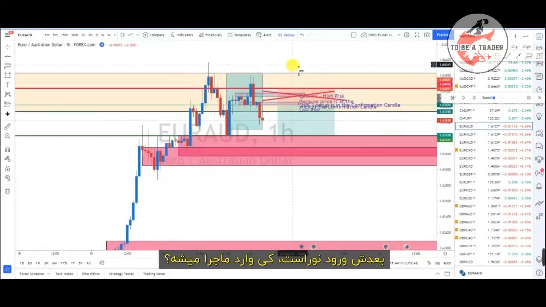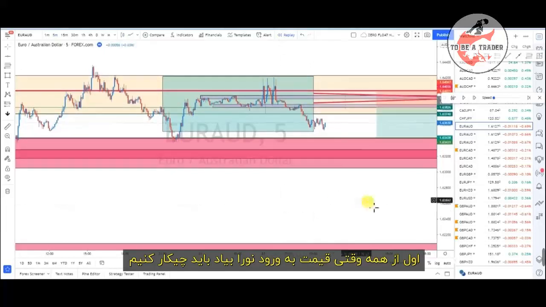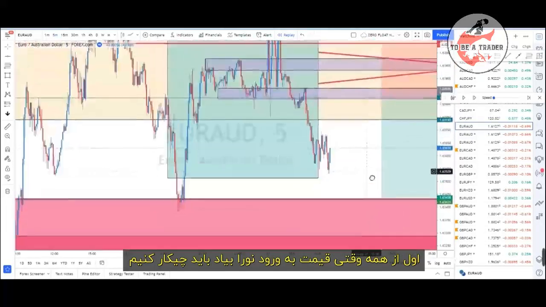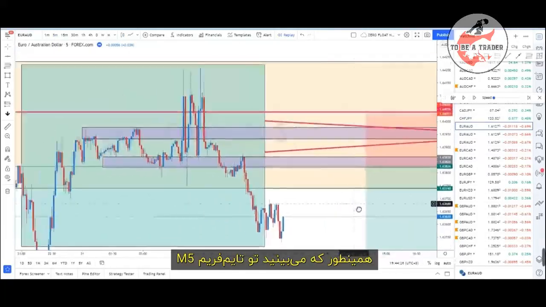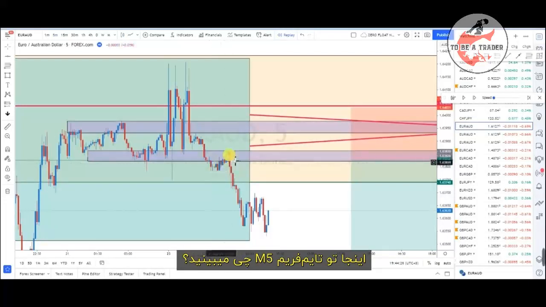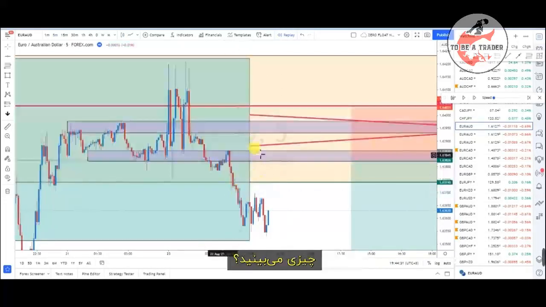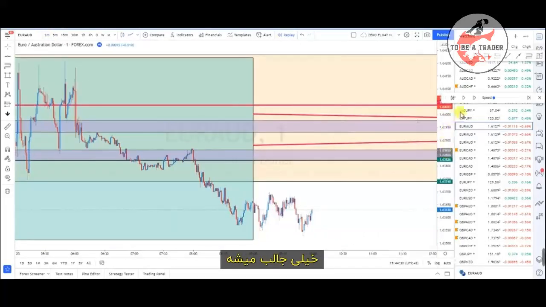Next one, Nora entry. When does it come in? So first of all, for the price to come in to get our Nora entry, what should we do, guys? As you can see here in the M5 time frame, what do you see here, guys? Do you see anything? Okay, let me change it to the M1. I know you guys are going to think that this is very ridiculous, but this is going to be very fun.